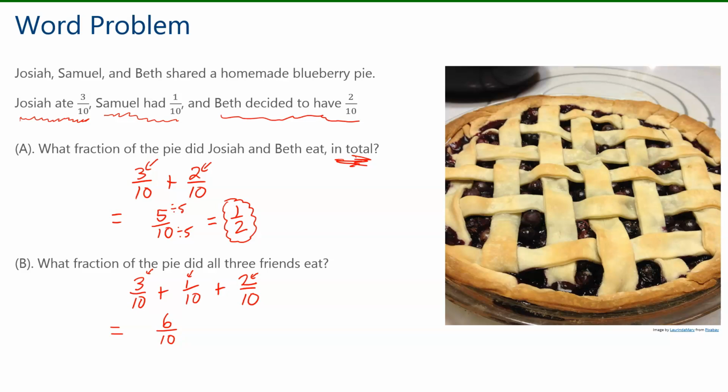But let's not leave that as our final answer because it can reduce. Divide numerator by 2, denominator by 2, we get 3/5. So how much of the pie did all 3 friends eat? They all ate, in total, 3/5 of the pie. So there's some left over for me.